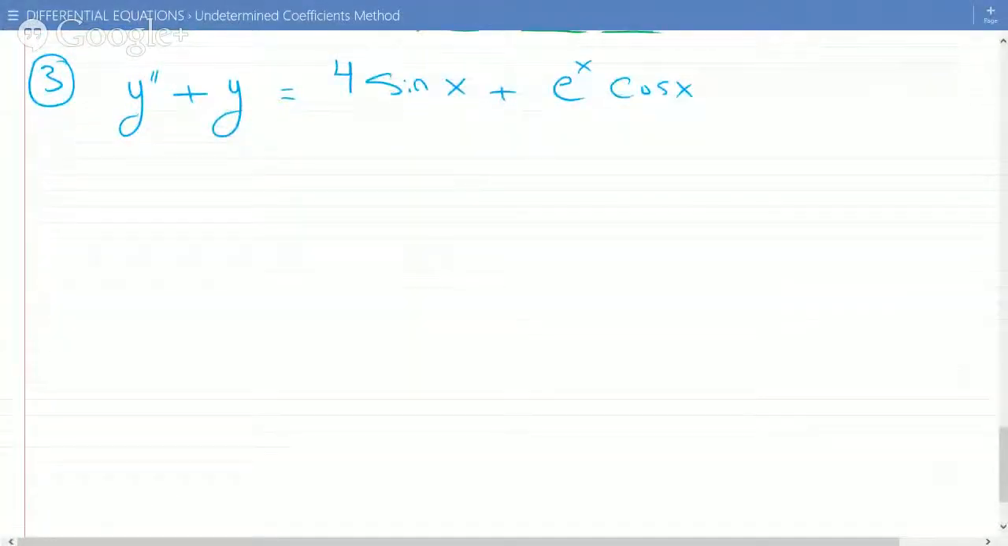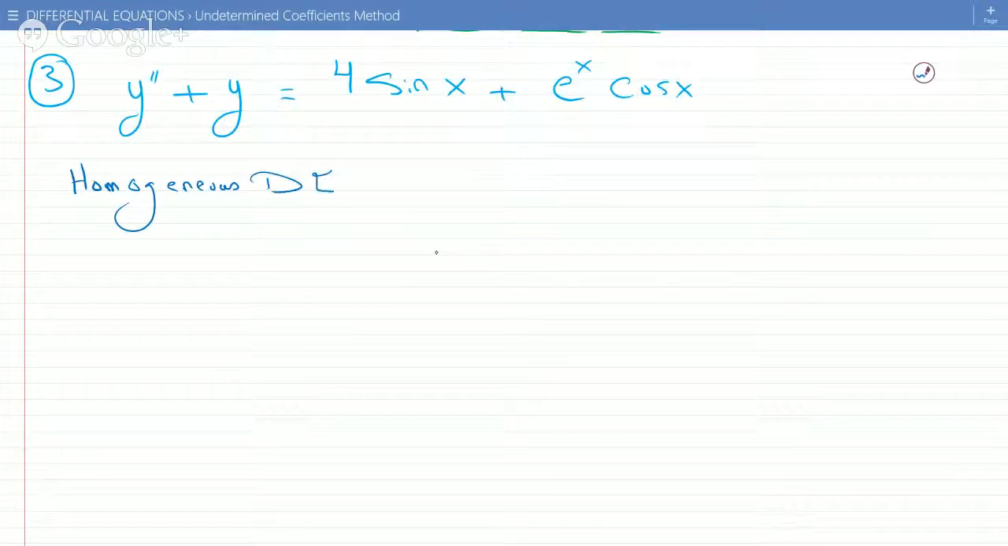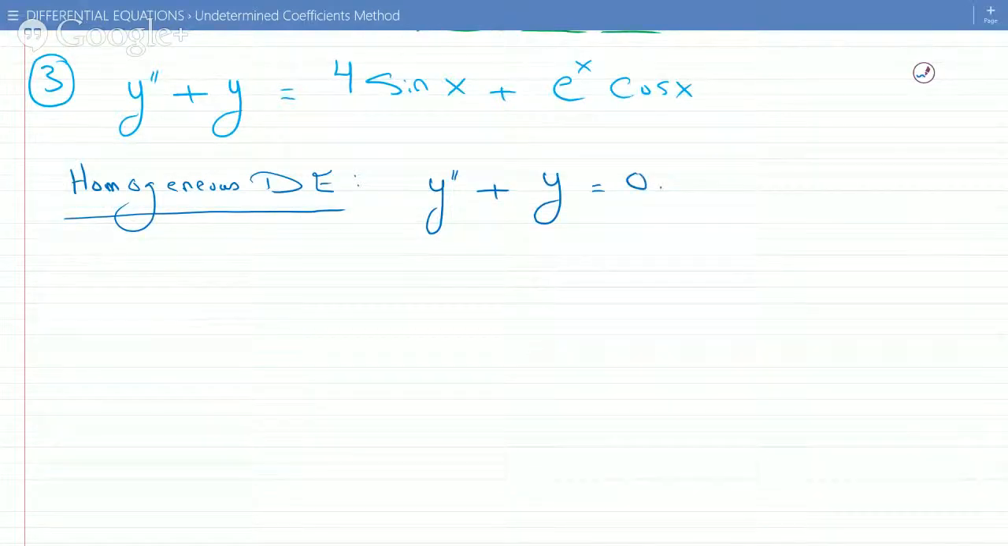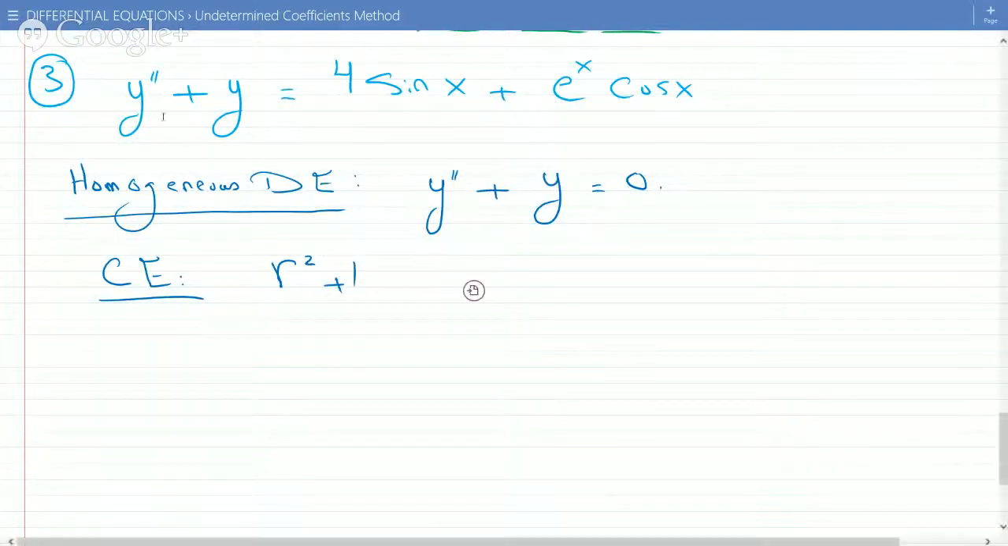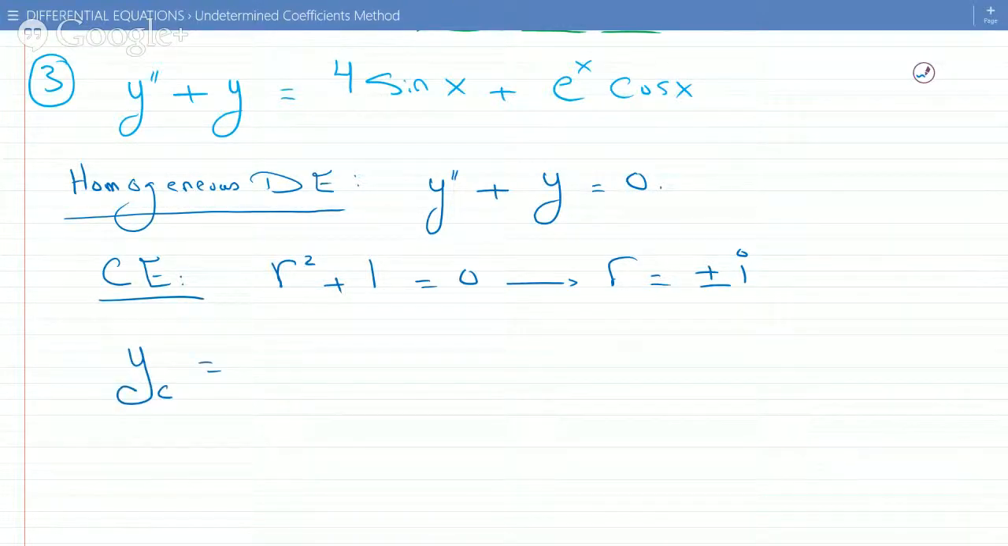Okay, so first we're gonna solve the homogeneous differential equation. So we just set it equal to 0, yeah? And then in that case, the characteristic equation will be r squared plus 1 equals 0, which makes r equal plus or minus i, which makes the complementary solution for the homogeneous differential equation a sin x plus b cos x.